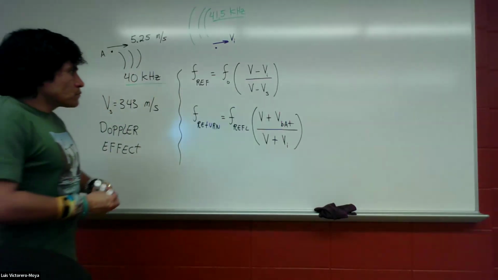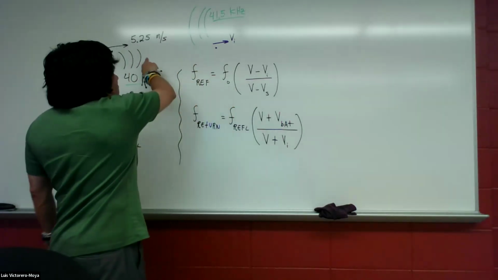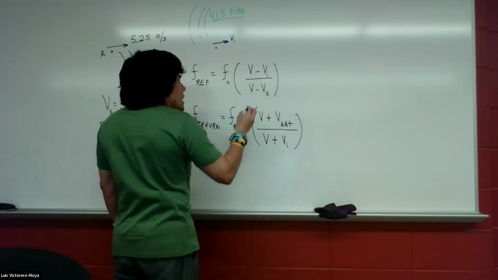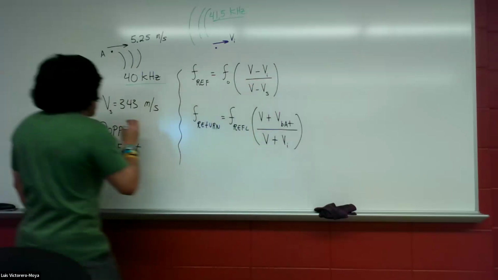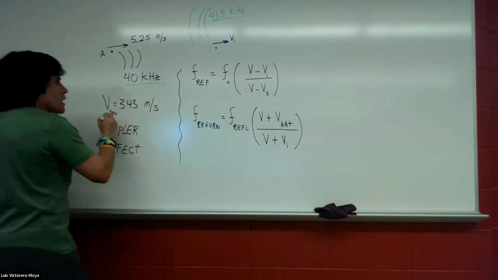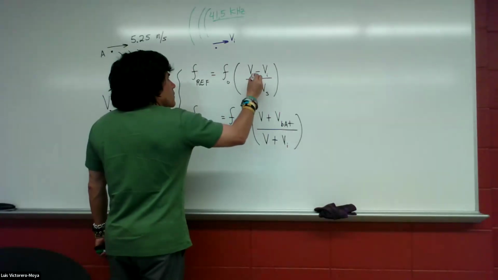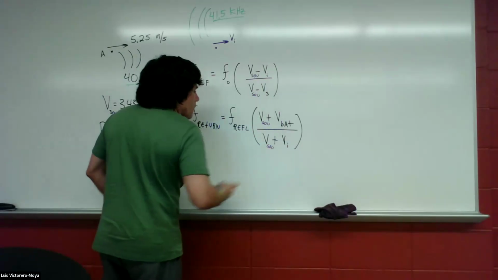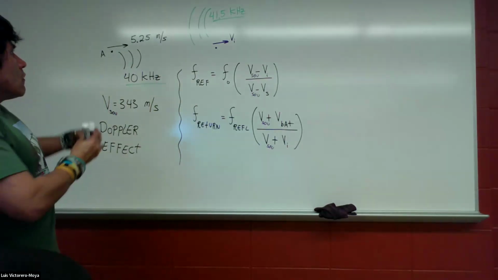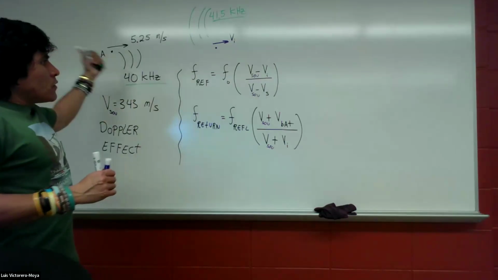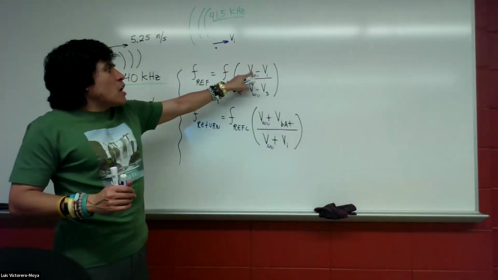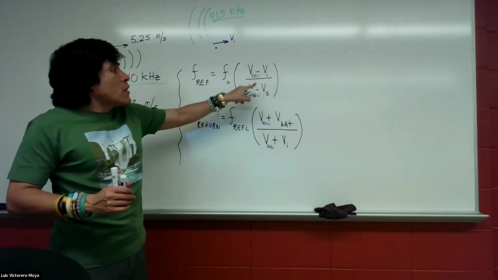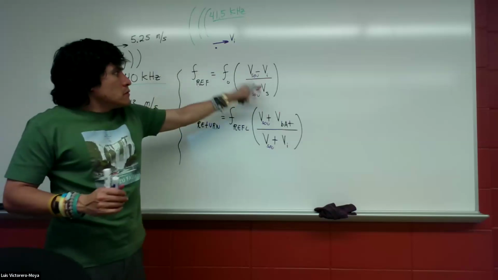So let's explain this. First, the bat is going towards the insect. So you have this situation. Oh, by the way, let's say this is the sound. I don't want you guys to be confused. So the reflected frequency will be the initial frequency, the speed of sound minus the speed of the insect over the speed of sound minus the speed of the source. So you have that. Good.